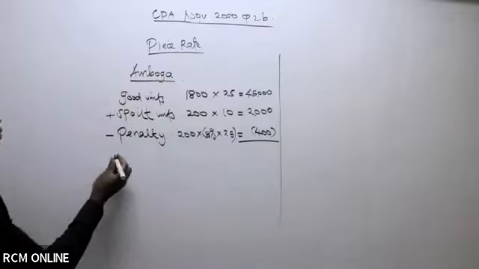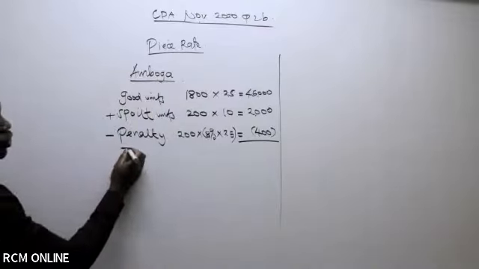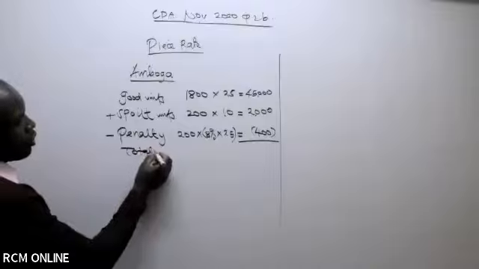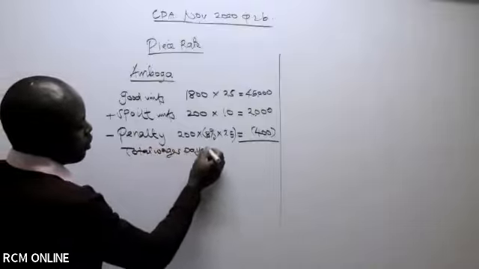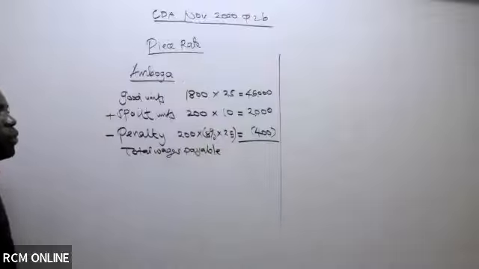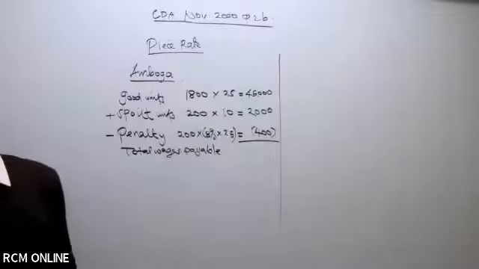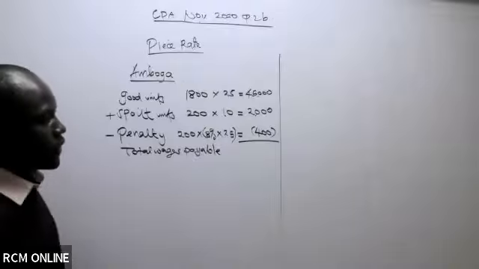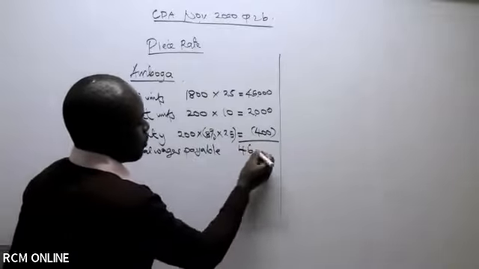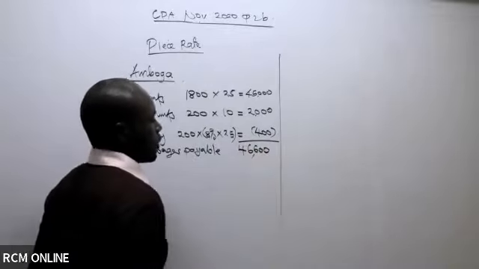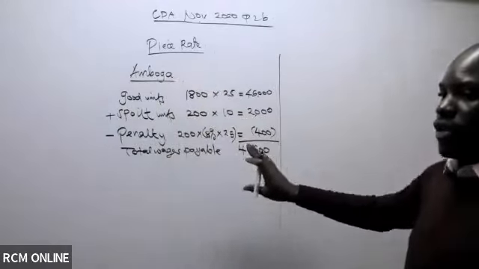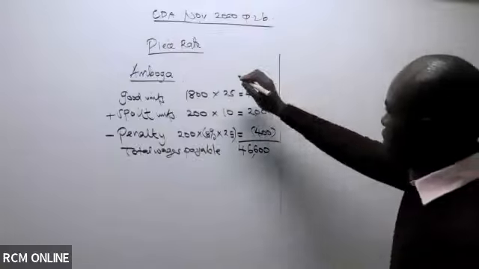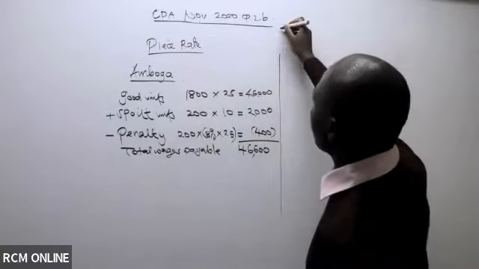So let's get total wages payable. Total wages payable is 46,600. Good. We want to deal with the same person. It is a matter of making you get the concept. So let's deal with the same person, but now under method 2.